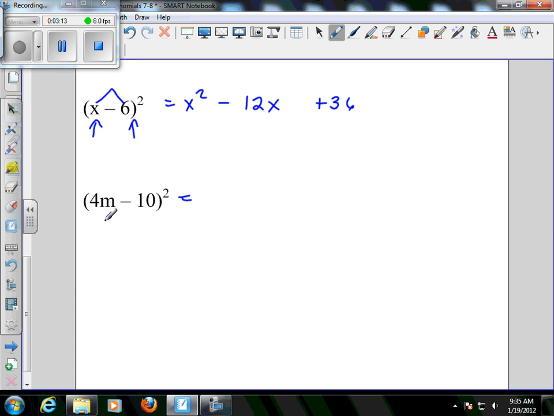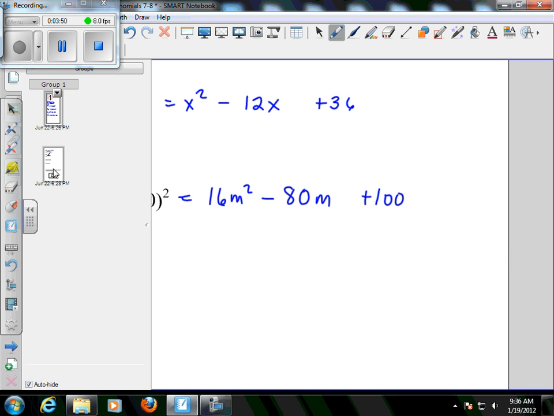Let's do one more. We want to square our first term, so we get 16m squared. Square your last term, so you have 100. And remember, that is a positive. Negative 10 times negative 10 is positive 100. Multiply and double these terms. So we have 4m times negative 10, which gives us negative 40m. Double it, and you get negative 80m. So we get 16m squared minus 80m plus 100. So there's one shortcut, which is really going to be helpful.